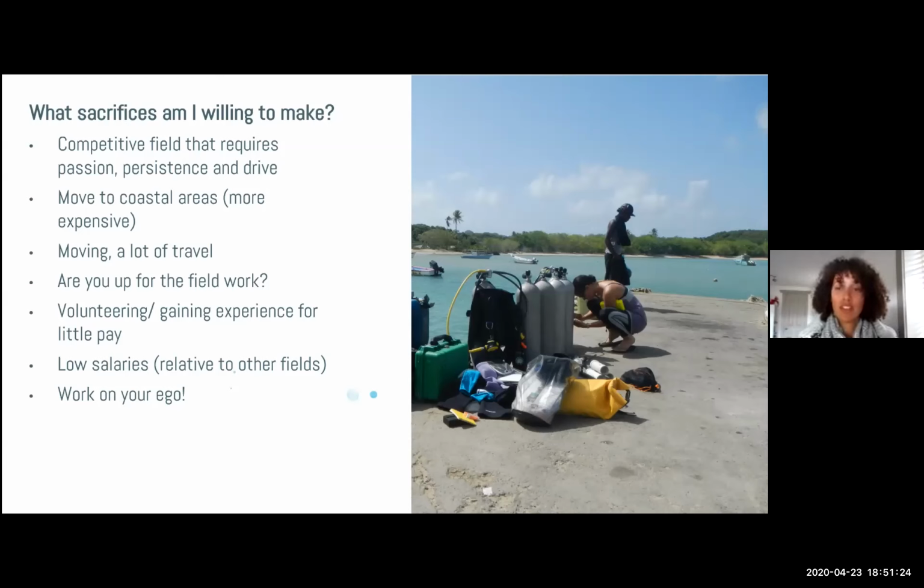And then a lot of the things you have to consider is, in this field, you need to live by the ocean, or close to the ocean, and that will mean these places tend to be more expensive. Are you willing to do those moves? And are you up for the field work? That's something to think about. Can you do the volunteering and the internships? These are all things that you have to sacrifice for maybe a better paid job.